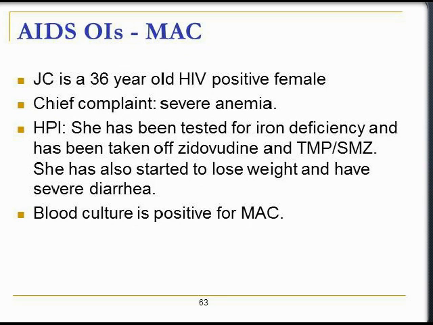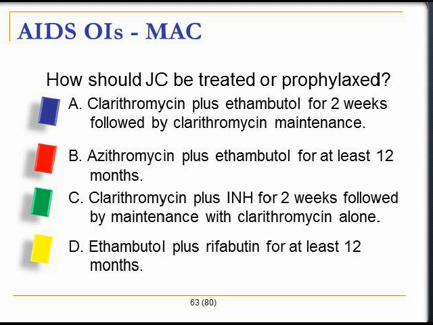All right, moving on to question 8, and Mycobacterium avium complex. This is JC. JC is a 36-year-old HIV-positive female. She has severe anemia. She's been tested for iron deficiency. She's been taken off zidovudine. She's been taken off trimethoprim sulfa. And she's also started to lose a lot of weight. And a blood culture is done, and it's positive for MAC, Mycobacterium avium. So how should JC be treated or prophylaxed for this infection?